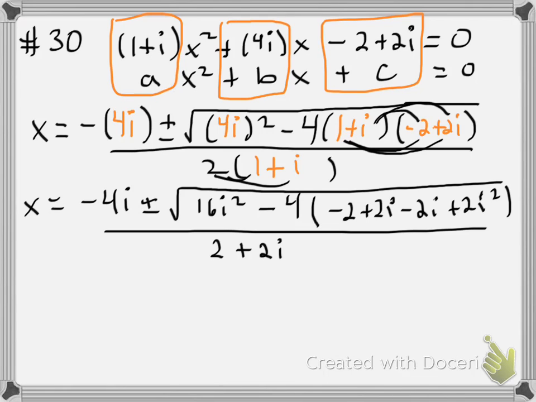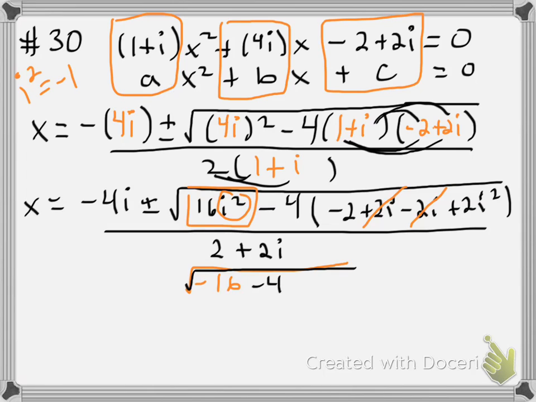Now, again, the key, I've said it all the way through, is you have to remember that i squared equals negative 1. So here's a negative 1, so this whole thing is negative 16. So I'm going to write negative 16 there. It turns out we got lucky, plus 2i and negative 2i cancel out. So all I really have to deal with is minus 4. Actually, I'm going to change the color here. Minus 4 times, and I've got negative 2.